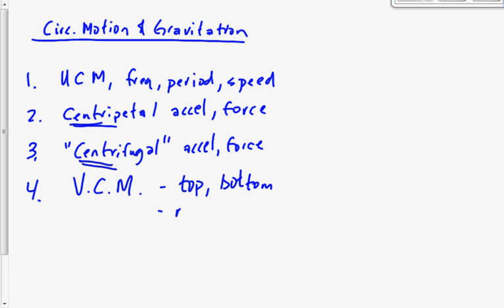Also be prepared to find minimum speed. When I ask you to find minimum speed, I want you to analyze the top of the circle. Draw a free body diagram for the top of the circle. And then when you're solving for that minimum speed, make sure you set Fn equal to 0 in that case. The normal force is 0.